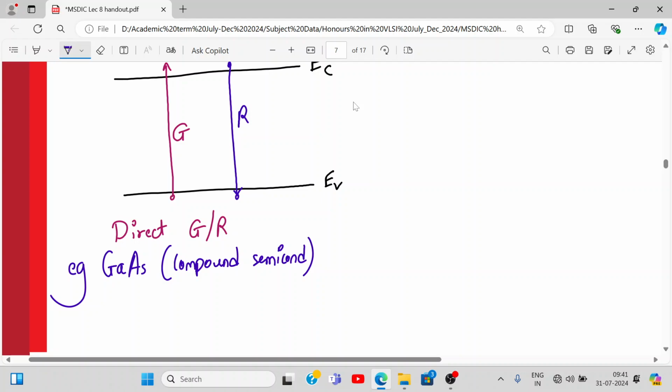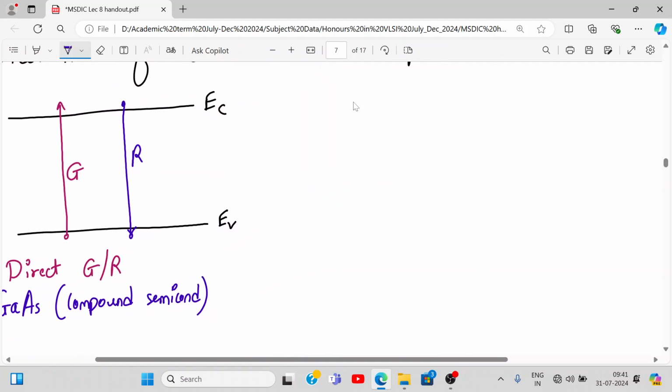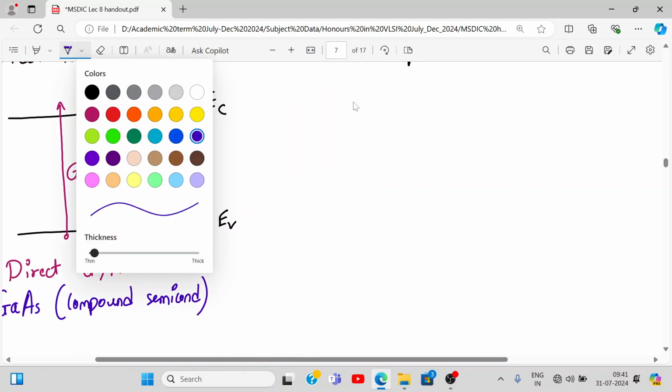In case of a direct band gap semiconductor, there is a concept of direct band gap and indirect band gap, which we are going to discuss now. So directly, the carriers move from one energy level to another energy level without any restriction. Okay, fine. But there is another process, which is this.